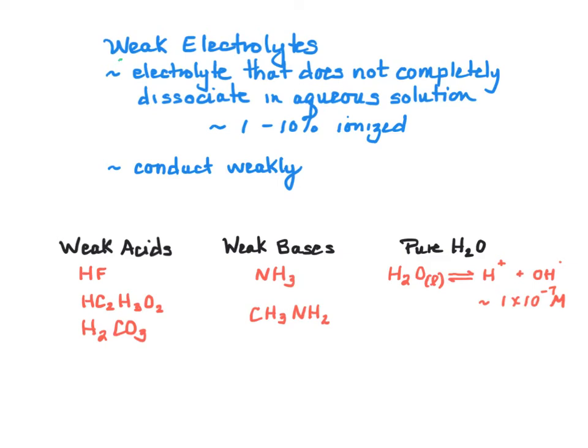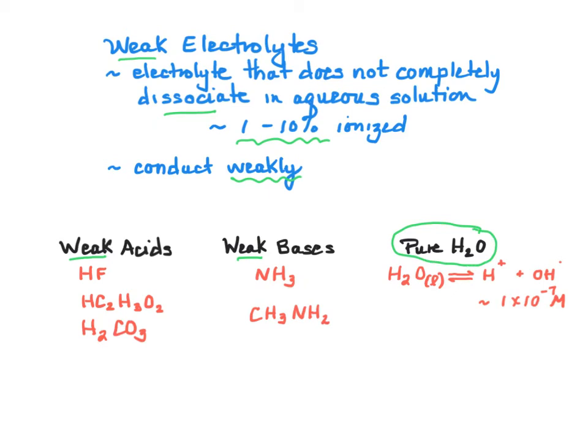We also have what are called weak electrolytes. So they're going to conduct electricity, but they're not going to conduct electricity very well. The weak electrolytes only dissociate somewhere between like 1 and 10%. That's kind of a general rule. So they'll conduct electricity weakly. So weak electrolytes are things like weak acids, weak bases, and also pure water.